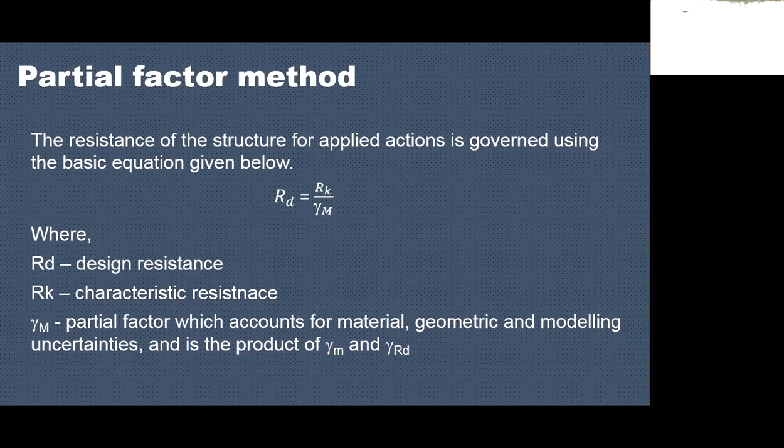So considering these uncertainties in achieving the exact design resistance, a partial factor gamma m is introduced. This gamma m is always less than 1. So your design resistance is always greater than characteristic resistance.